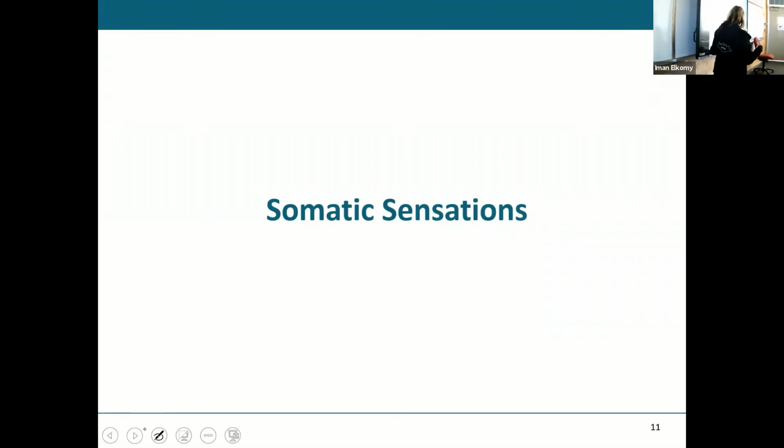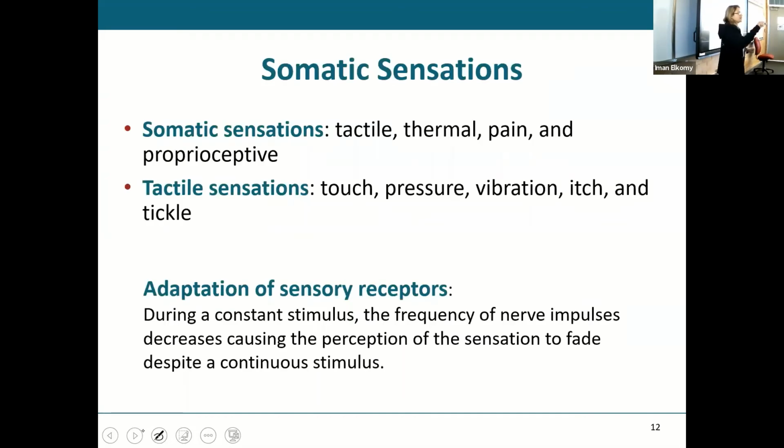All right, let's talk about somatic sensations. Remember, our sensations were somatic or visceral. Somatic was the body, right? Visceral was the organs.